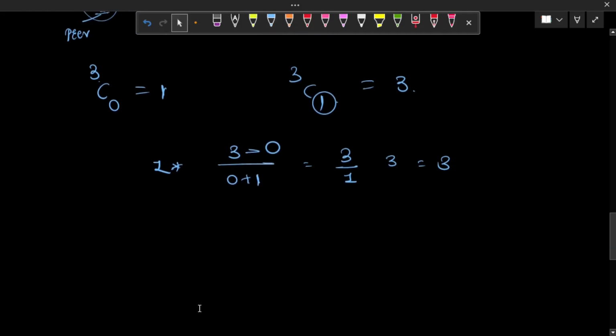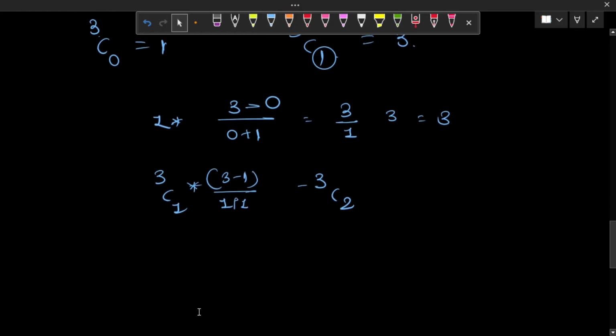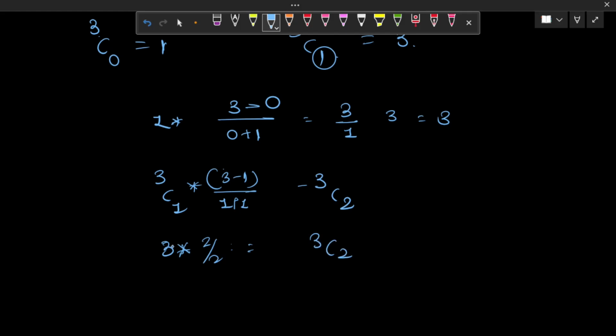Now I'll calculate 3C2. For 3C2, 3C1 multiplied by (3 minus 1), over (1 plus 1). So 3C1 is 3, multiplied by 2, divided by 2, which is 1. So the answer is 3. 3C2 is equal to 3. Why 3? Because 3 into this gives 1, so 3 into 1 is 3.